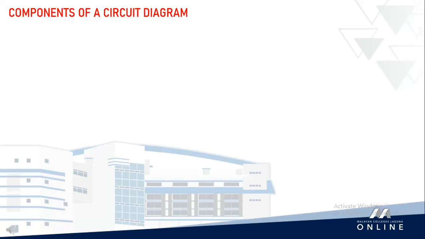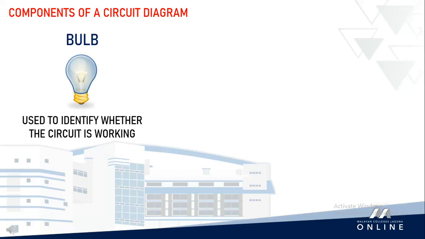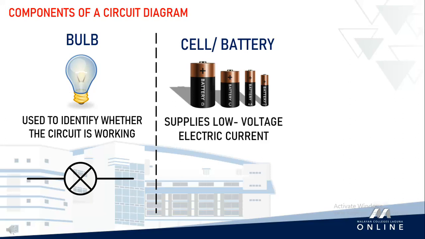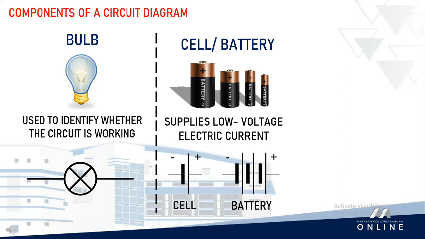First on our list is a bulb. We use bulbs in our circuits to identify whether the circuit is working when we connect it to a power supply. In symbol, we represent it as this. Next is a cell, or a direct current voltage source. Of course, it supplies a low voltage electric current in the circuit. In symbol, we represent a cell as this. Do not confuse a cell with a battery, as a battery is made by joining two or more cells together. If we represent these, we combine two cells in series.